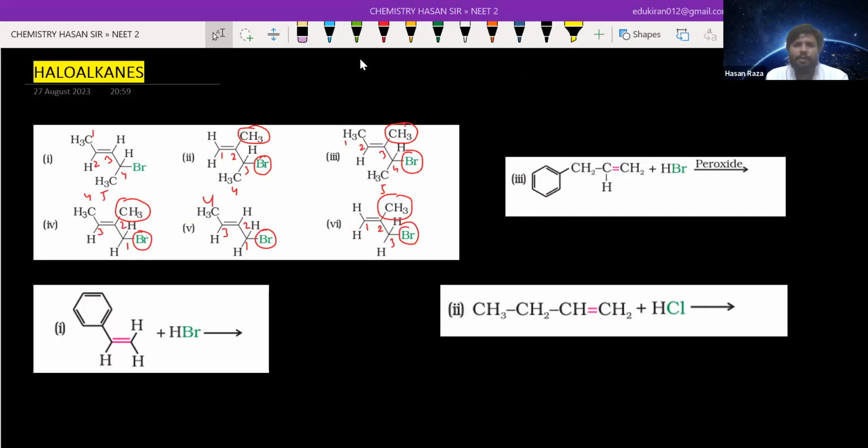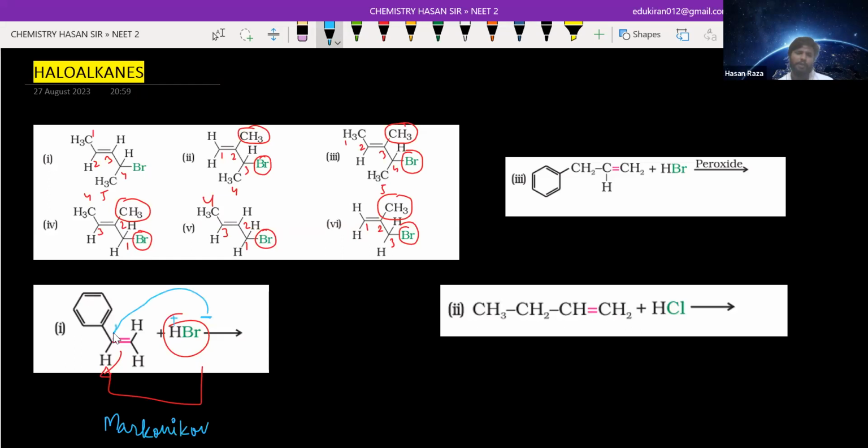Can you tell me what type of reaction this is? Name of the reaction. You can see this is your alkene double bond, and this is your hydrogen halide, hydrogen bromide. So can I say this is your Markovnikov? This is your negative part, this is your positive part. Negative part will go to that carbon which has a lesser number of hydrogen, and positive part to that carbon which has a greater number of hydrogen. And the rest part will be similar.